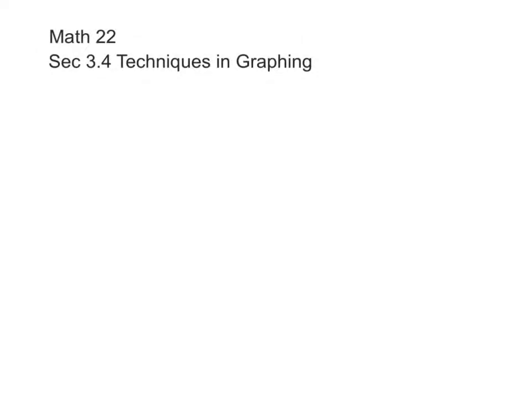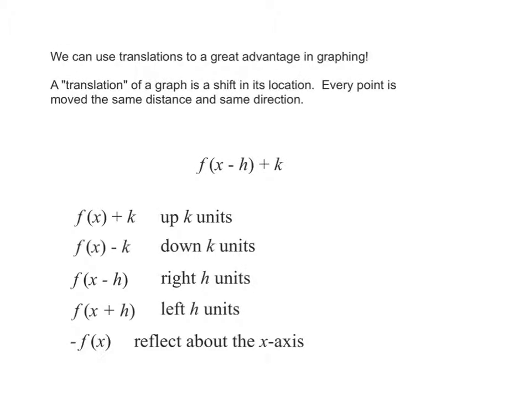Section 3.4 is all about techniques in graphing, trying to use pictures of graphs, which we call parent functions, and move them to avoid tables of values. These translations are going to be a huge advantage to graphing because, again, it eliminates the need for that table of values. A translation of a graph is a shift in its location. It literally picks it up and puts it down somewhere else. Every point is moved the same distance and same direction.